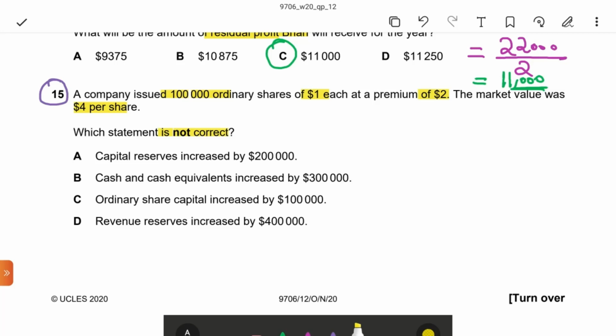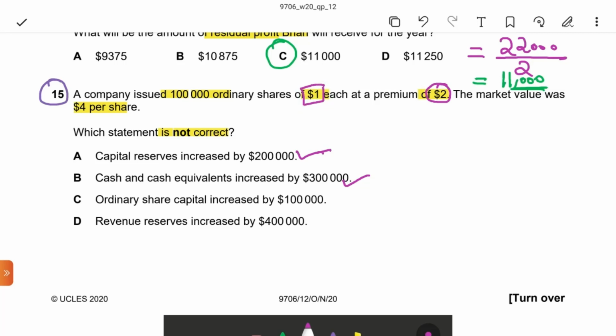Here, capital reserves increased by 200,000. This is correct because of the capital reserve premium; they are issuing at $2 premium. So 2 multiplied by 100,000, 200,000 will be the capital reserve increase. Cash and cash equivalent increase: the company is collecting an amount of 2 plus 1, $3. 3 multiplied by 100,000 is 3 lakh.